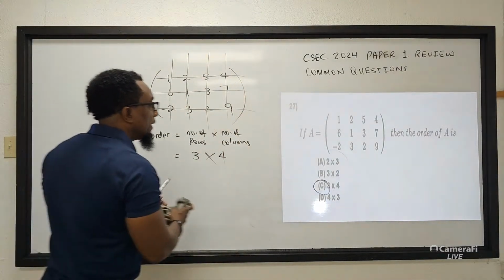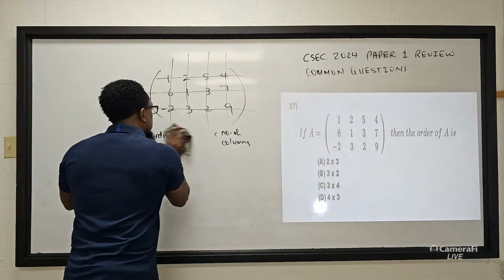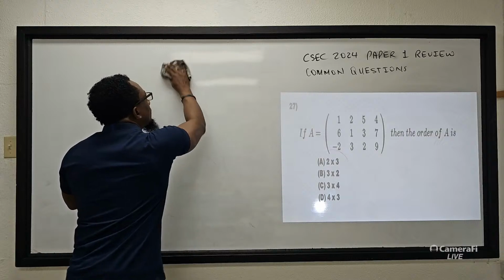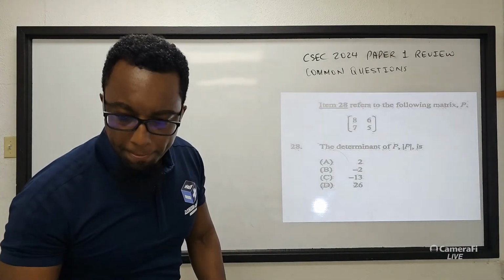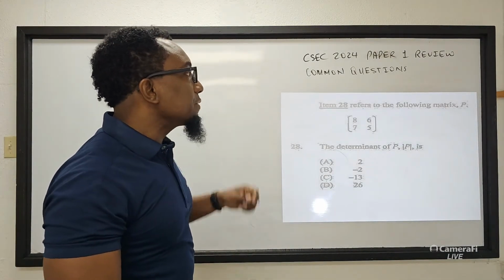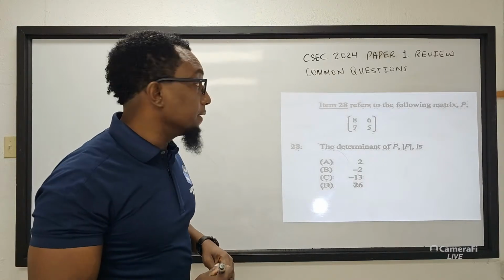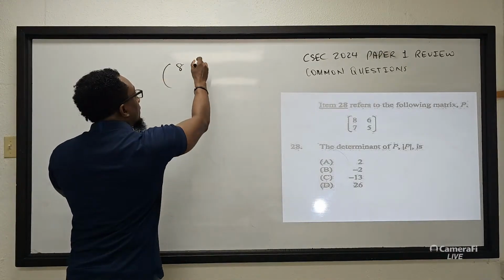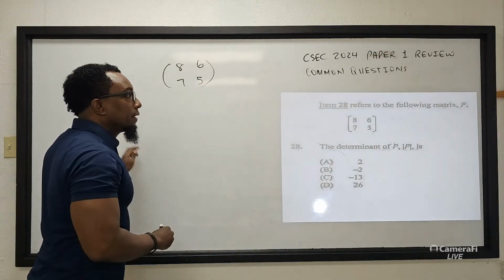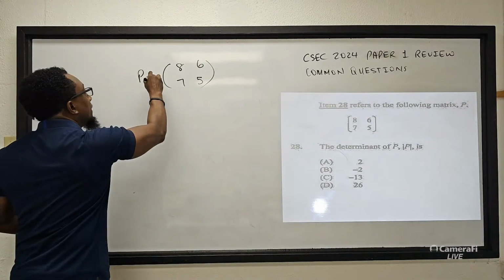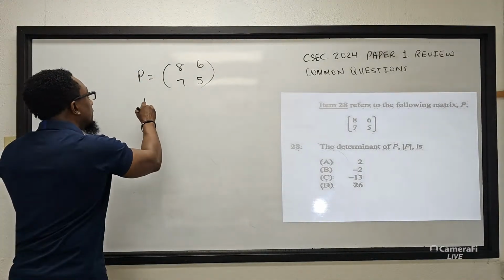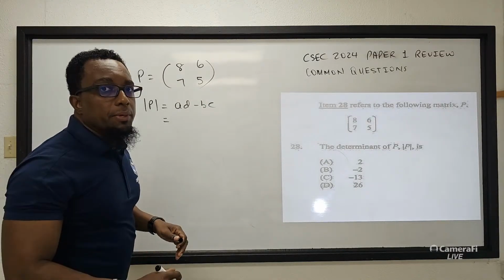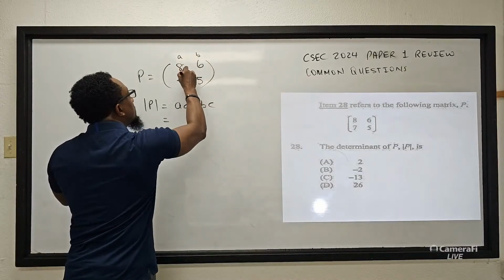Let's look at 28. So 28, we have this 2 by 2 matrix and they want us to find the determinant of that matrix. And of course, we have to know the formula to find the determinant. So we have 8, 6, 7, 5, and let's call this matrix P. To find the determinant of matrix P, the formula is AD minus BC. And we know that this is A, B, C, and D.